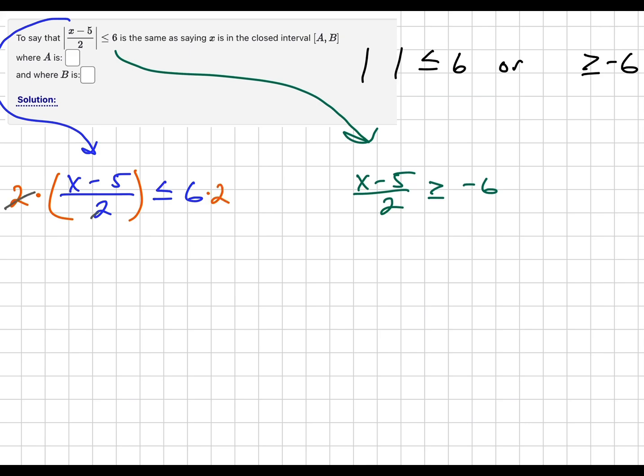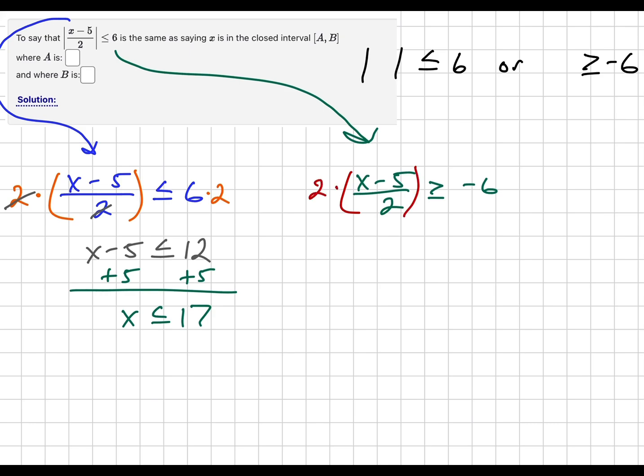These twos reduce each other out. I'm left with x minus 5 is less than or equal to 12. One step away, plus 5 to both sides. X is less than or equal to 17. There's my first critical value. Let's do the same thing to the other side. It's going to be the exact same two steps. Multiply by 2 to both sides. These twos reduce. X minus 5 is greater than or equal to negative 12. Plus 5 to both sides. And we get x is greater than or equal to negative 7.